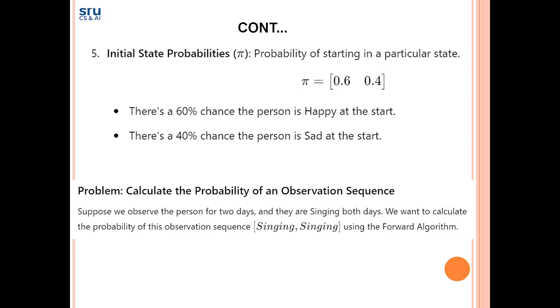Problem: calculate the probability of, say, an observation sequence. Suppose we observe the person for 2 days. They are singing both days. We want to calculate the probability of this observation sequence, singing, singing, using the forward algorithm.